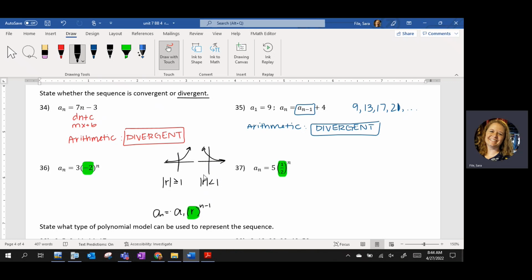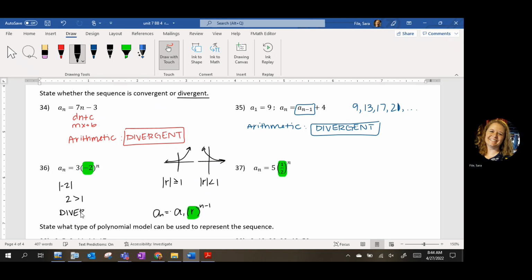Do y'all see that? The absolute value of -2 is just 2, right? And 2 is greater than 1. That meets this criteria, meaning that it will be divergent. That means we cannot find the sum of this infinite series.